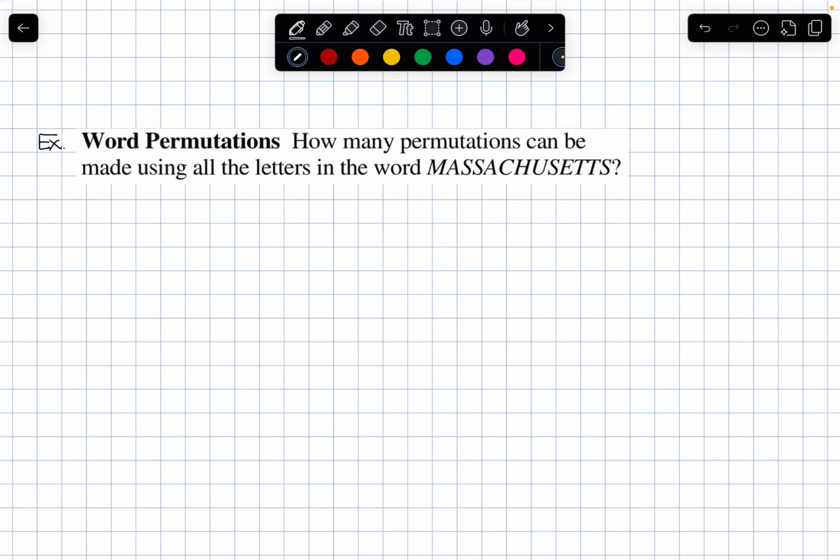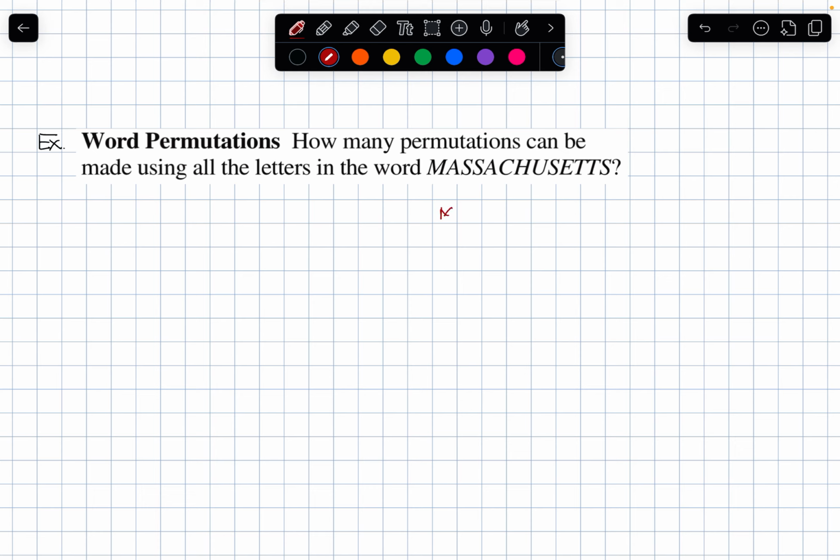All right, last one. It's word permutations. How many permutations can be made using all the letters of the word Massachusetts? Again, they were nice in that they told me it's a permutation, but Massachusetts has duplicates. So to do this one, I need to do the duplicate formula. And that's n factorial over r1 factorial, r2 factorial. I need to look at the number of repeats of each letter. So first, let's start with the number of letters in Massachusetts that are different.